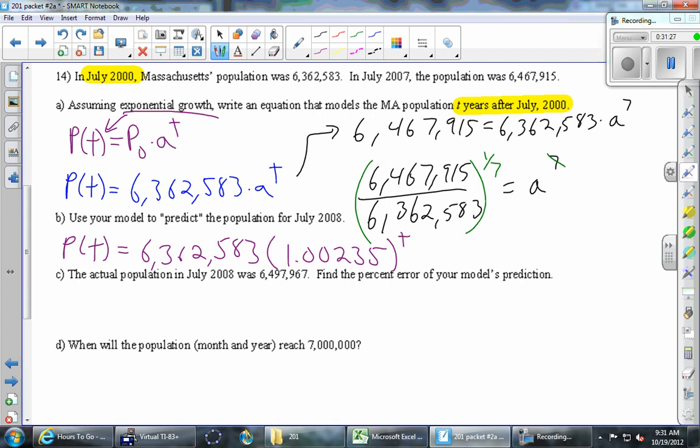Okay, so let's use part B here. It says use the model to predict population for July 2008. It's kind of funny to predict that because it's in the past, but what value is t? It's just 8. Again, it's convenient because July was our starting point and we're just going to be consistent here. So this problem is really asking for P of 8.